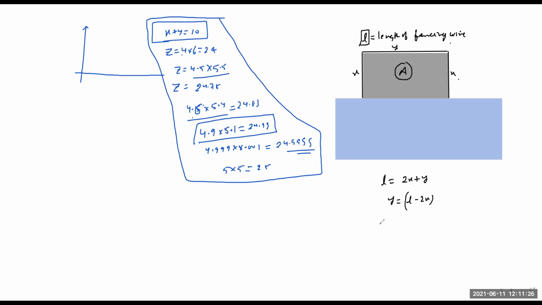What is the area? A is X into Y. Yeah, X, Y. So now we have converted it into a simple equation of x only. So A is a function of x, and you want to maximize A. So for A to be maximum, the first derivative must be 0 first of all.